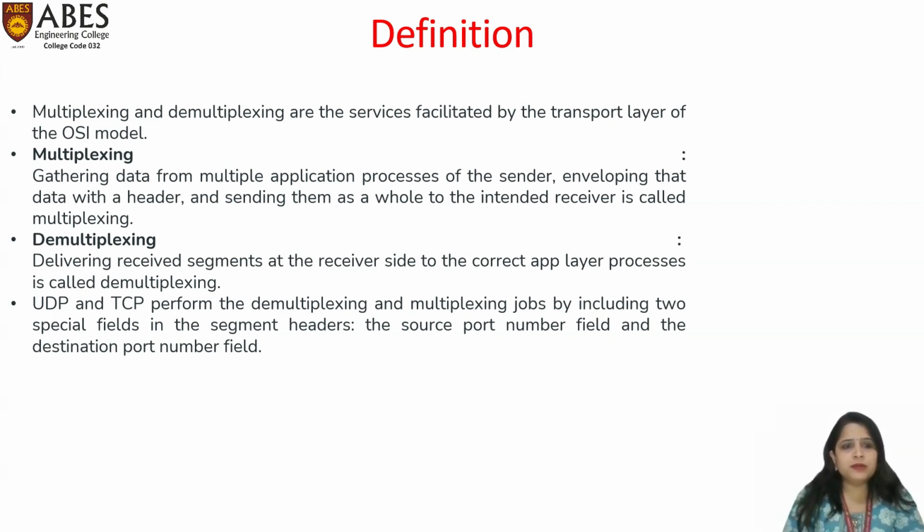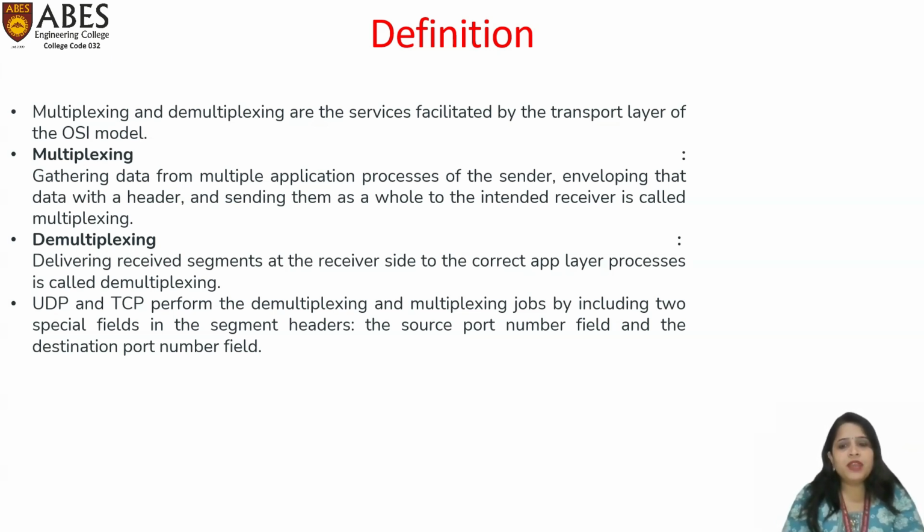Now, demultiplexing is the process performed at the receiving end. At the receiving side, the data coming in a single data stream is converted into various different data streams to deliver to the intended receiver process. This process is called demultiplexing. It is the process of separating incoming data from a single data stream into multiple data streams.